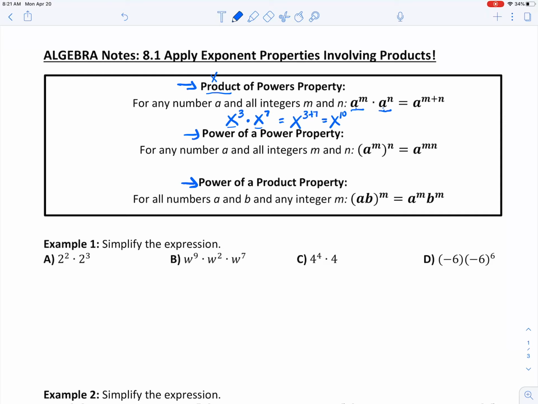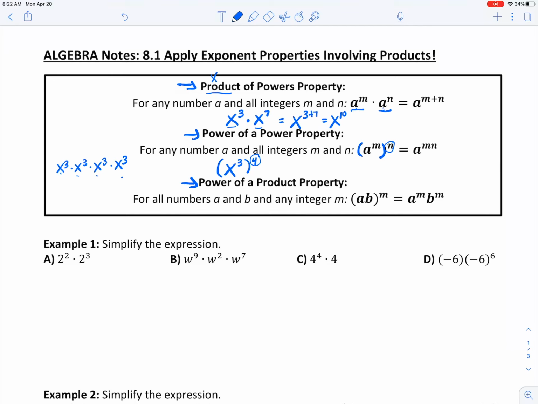The second property is the power of a power property. What that means is if I have some power and I am taking it to another power, you're going to multiply those two things. So if I have x to the third, and I take that whole thing to the fourth power, on a side note, that really means x to the third times x to the third times x to the third times x to the third. There are 4 of them due to this 4 right here. So there's 1, 2, 3, 4 of them.